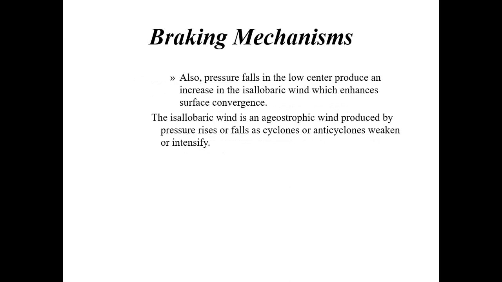Also, pressure falls in that low pressure center produce an increase in what's known as the isobaric gradient or isobaric wind, which enhances surface convergence. Just keep this in mind, the isobaric wind is an ageostrophic wind produced by pressure rises or falls as cyclones or anticyclones weaken or intensify. Ageostrophic refers to when the forces are out of balance.